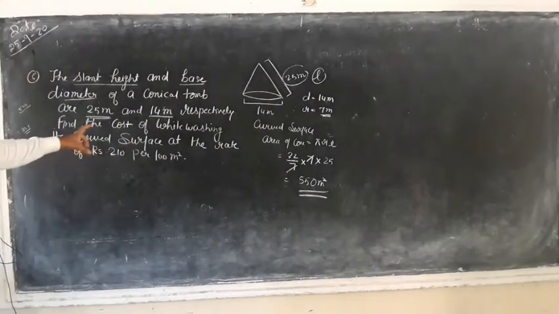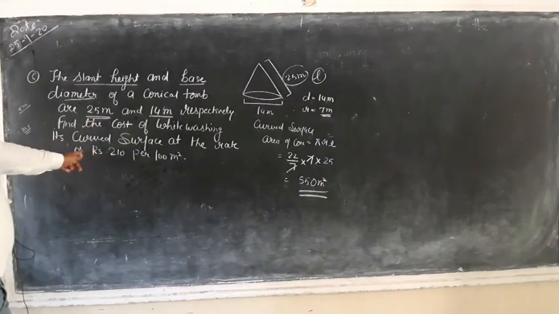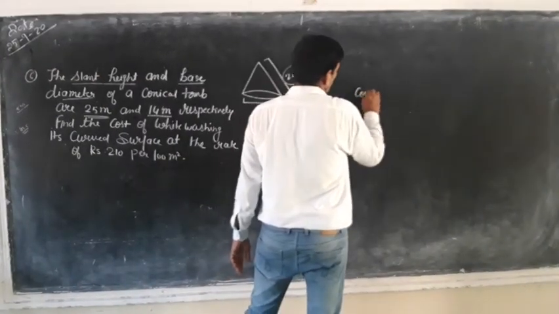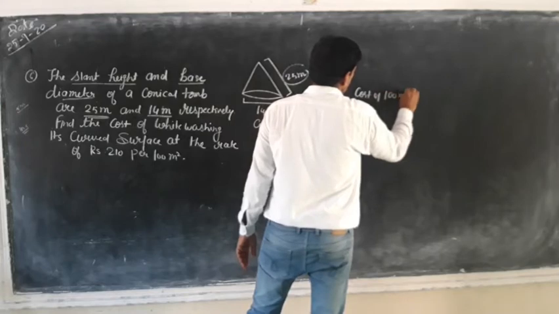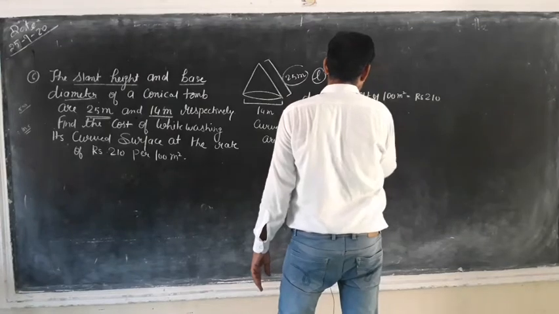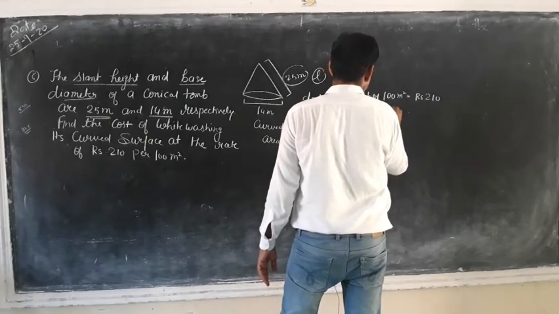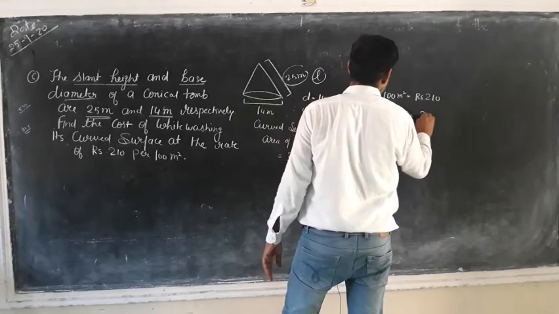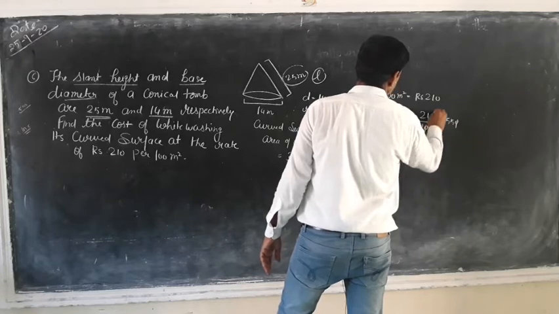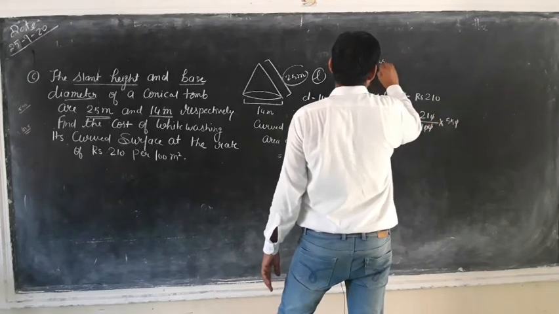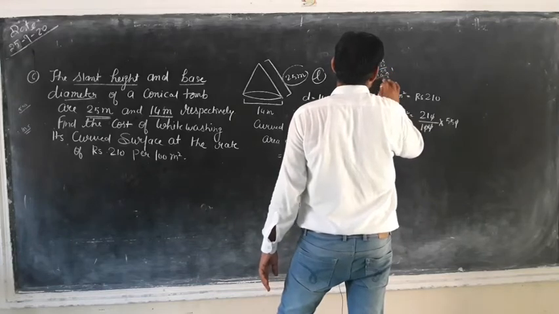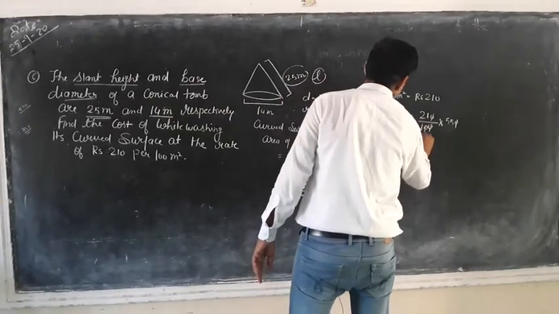Second, we find the cost. The rate is 100 meter square for rupees 210. Therefore, cost of 550 meter square is equal to 210 upon 100 into 550. Zero cancels with zero, 55 into 21, which is 1155 rupees.